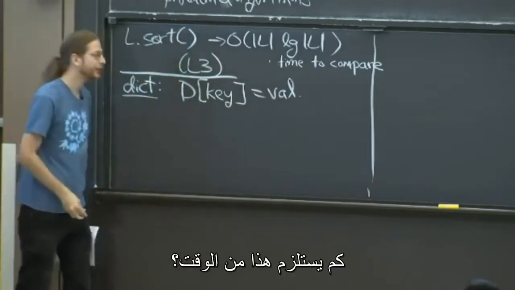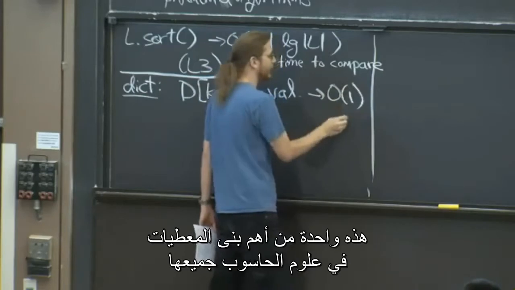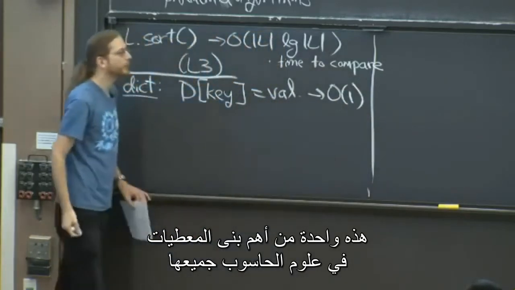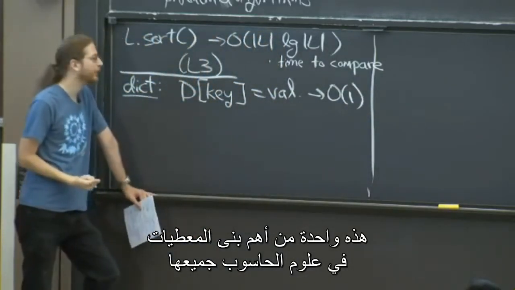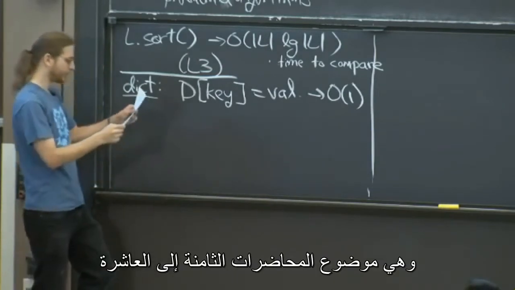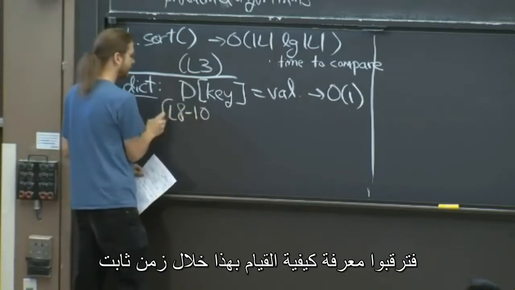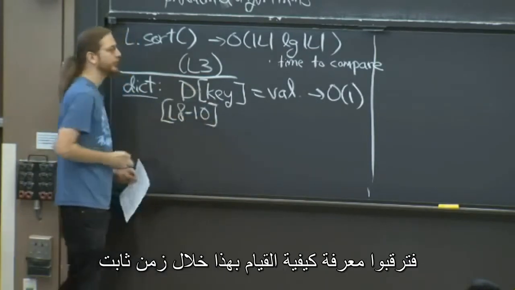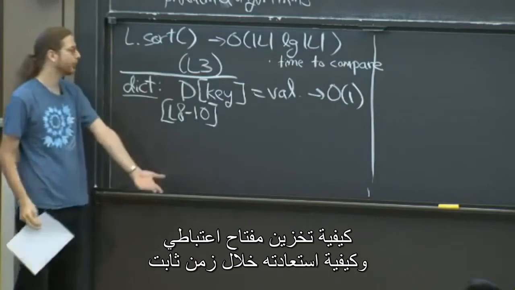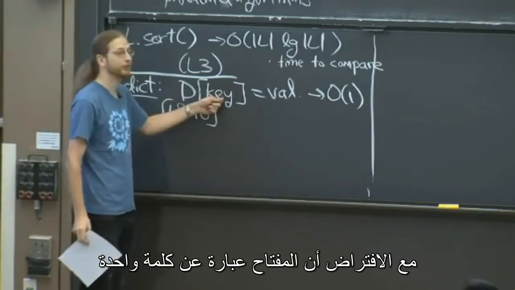How long does this take? I'm not going to ask you because it's not obvious. In fact, this is one of the most important data structures in all of computer science. It's called a hash table, and it is the topic of lectures 8 through 10. So stay tuned for how to do this in constant time, how to store an arbitrary key and get it back out in constant time. This is assuming the key is a single word.